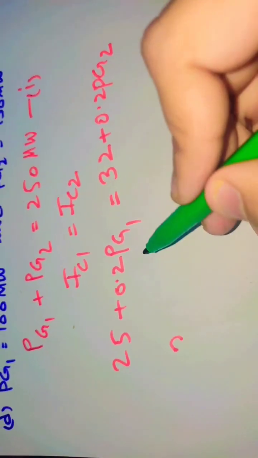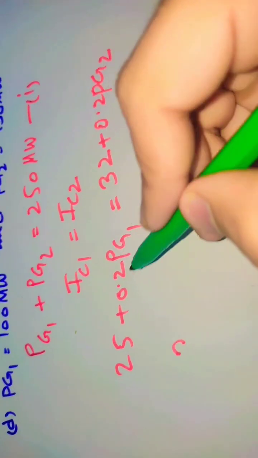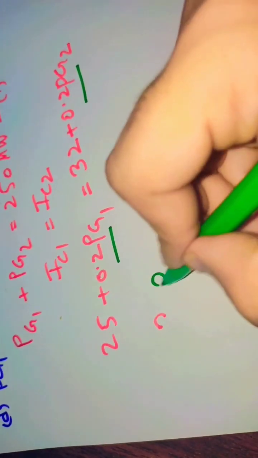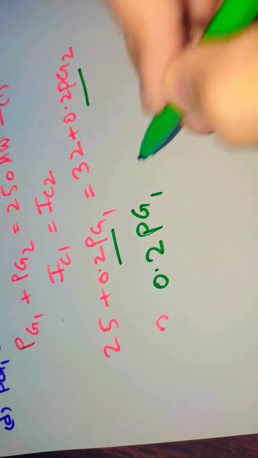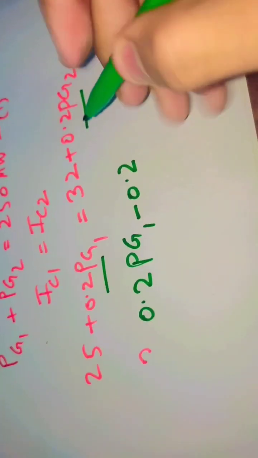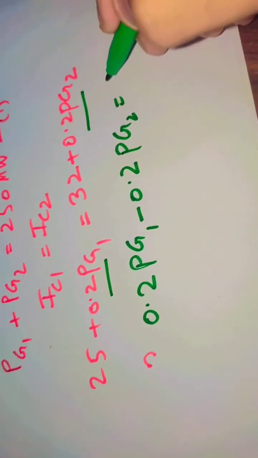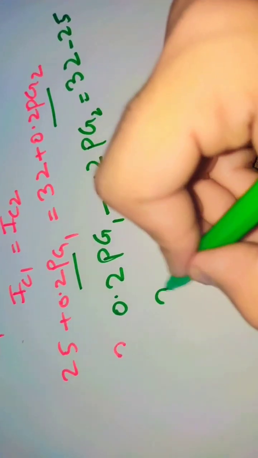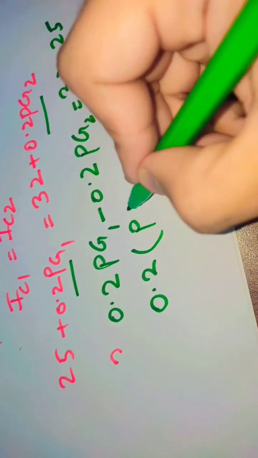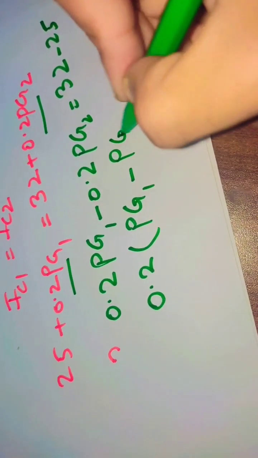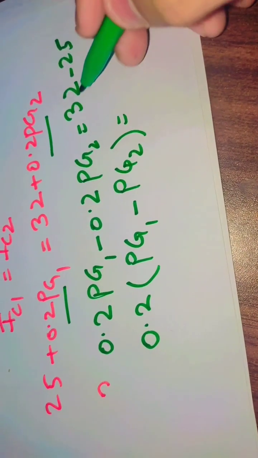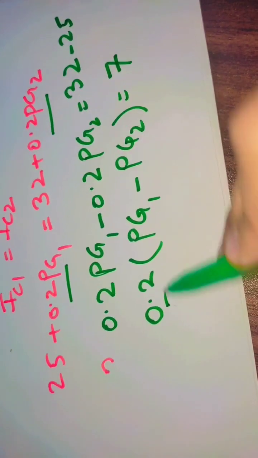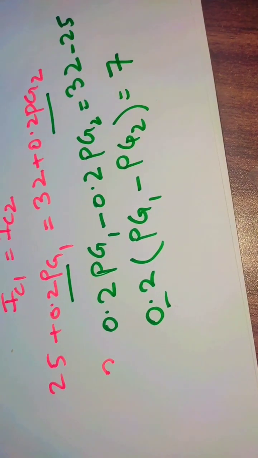Now solve these two equations for Pg1 and Pg2. Take Pg1 and Pg2 on one side and the constant values on the other side. You will get 0.2 Pg1 minus 0.2 Pg2 equals 32 minus 25. Take 0.2 common from this side, you will get 0.2 times (Pg1 minus Pg2) equals 32 minus 25, which is 7. Now divide 7 by 0.2 to get the answer on the other side.